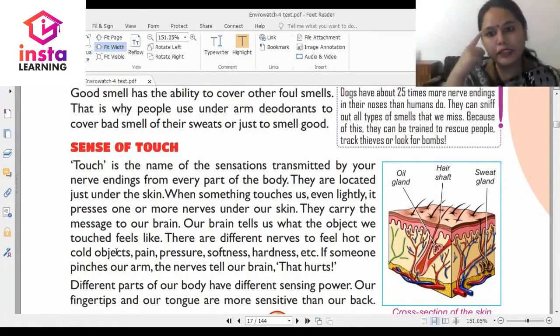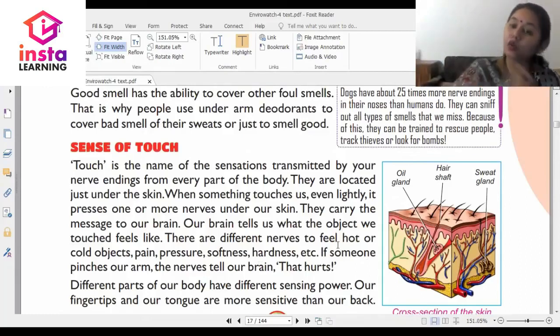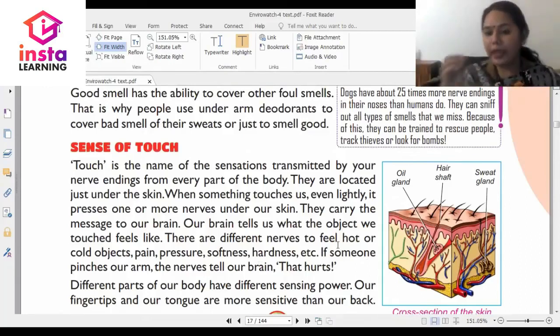They carry the message to our brain. Our brain tells us what the object we touched feels like. There are different nerves to feel hot or cold objects, pain, pressure, softness, hardness, etc. So it's not that all the nerves will tell you this is hot, this is cold, this is painful, or this is very soft.